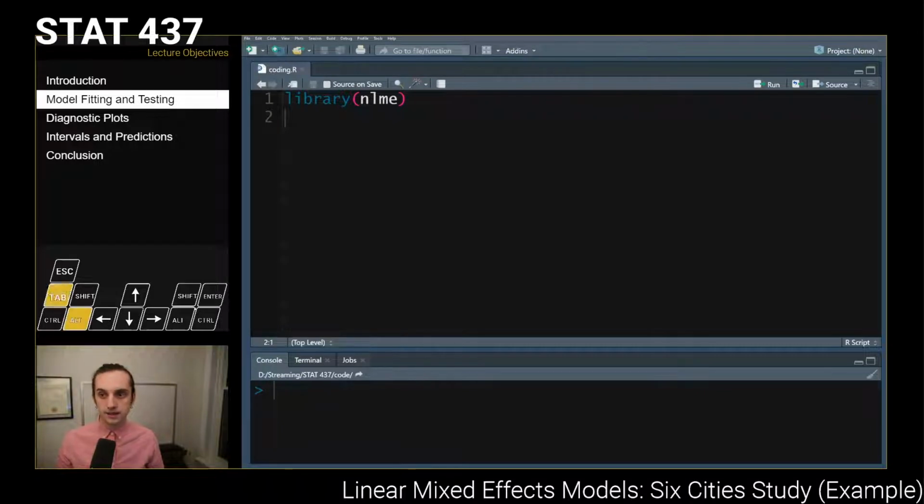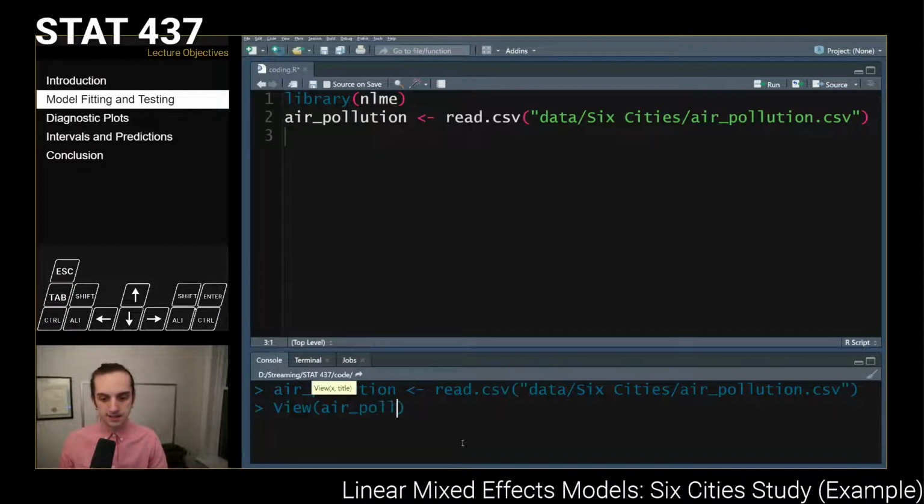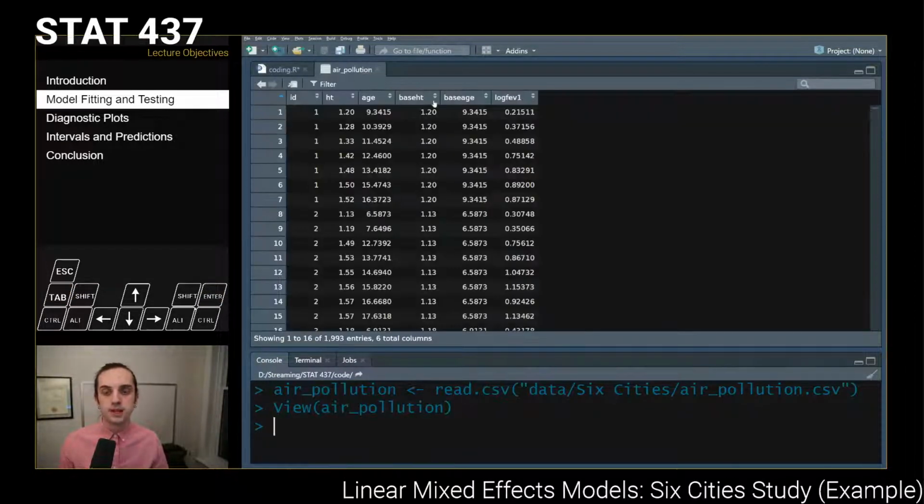The other thing is that I'm going to pull in the data here, and so again, this air pollution data set is available on the course website, as is this call to load in the data if you look in that data import helper file. So I'm just going to load that in, and then we can take a look at what this data actually looks like. So I'm going to view the air pollution data here.